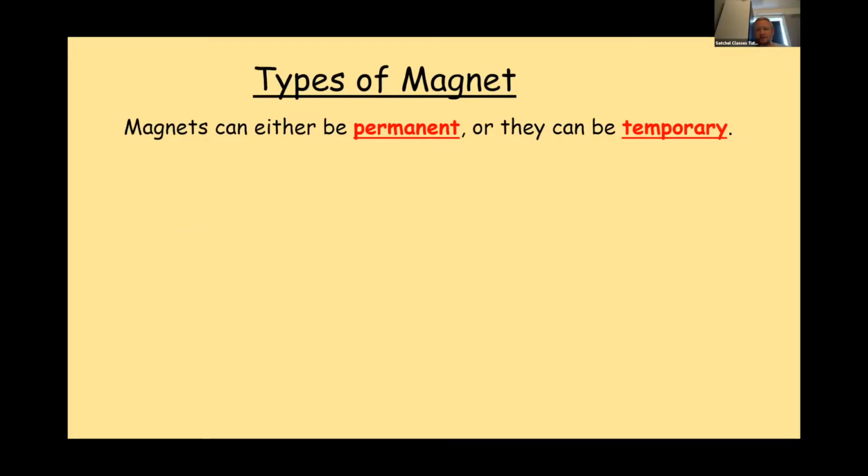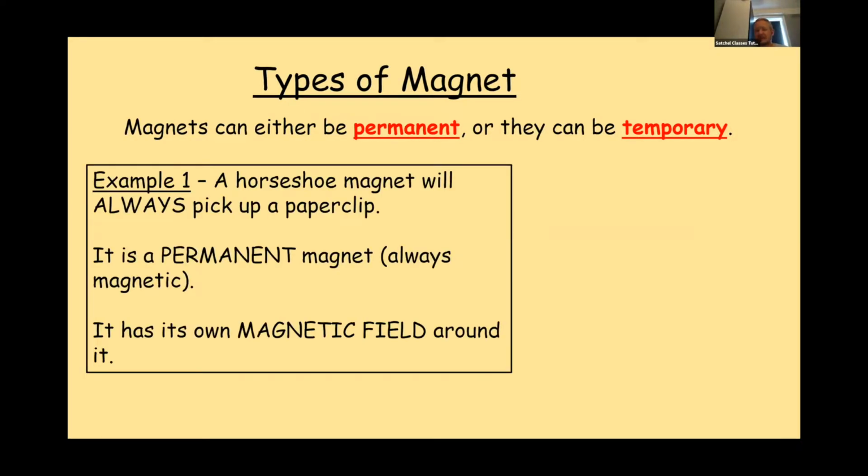Types of magnet then. Magnets can either be permanent or they can be temporary. And I'm sure you all know what that means, but basically an example is a horseshoe magnet. It will always pick up a paperclip. Because it will always pick up a paperclip, we say it's a permanent magnet, it's always magnetic. This means that it has its own magnetic field around it at all times. This is different to a temporary magnet.